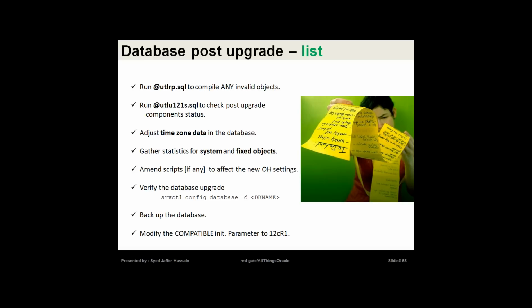And then adjust your time zone according to your location. And of course, don't forget to collect the statistics on your system and fixed objects. Amend any scripts that affect the new Oracle home settings. After that, make sure your database upgrade is effected using the srvctl config database command and database name. And once you finish your database configuration and everything, make sure you perform a fresh database backup. And of course, the compatible parameter change is one of the key things you do post upgrade.